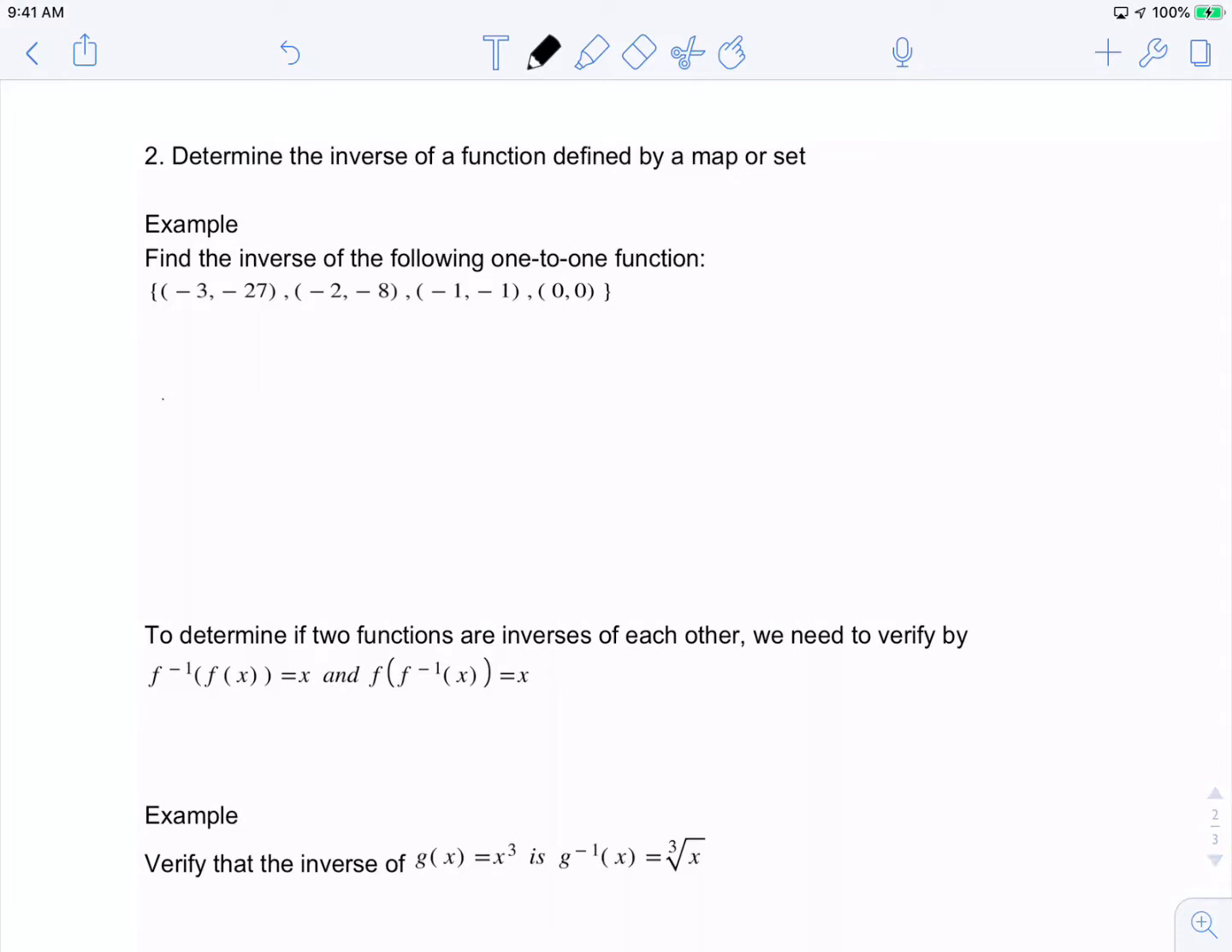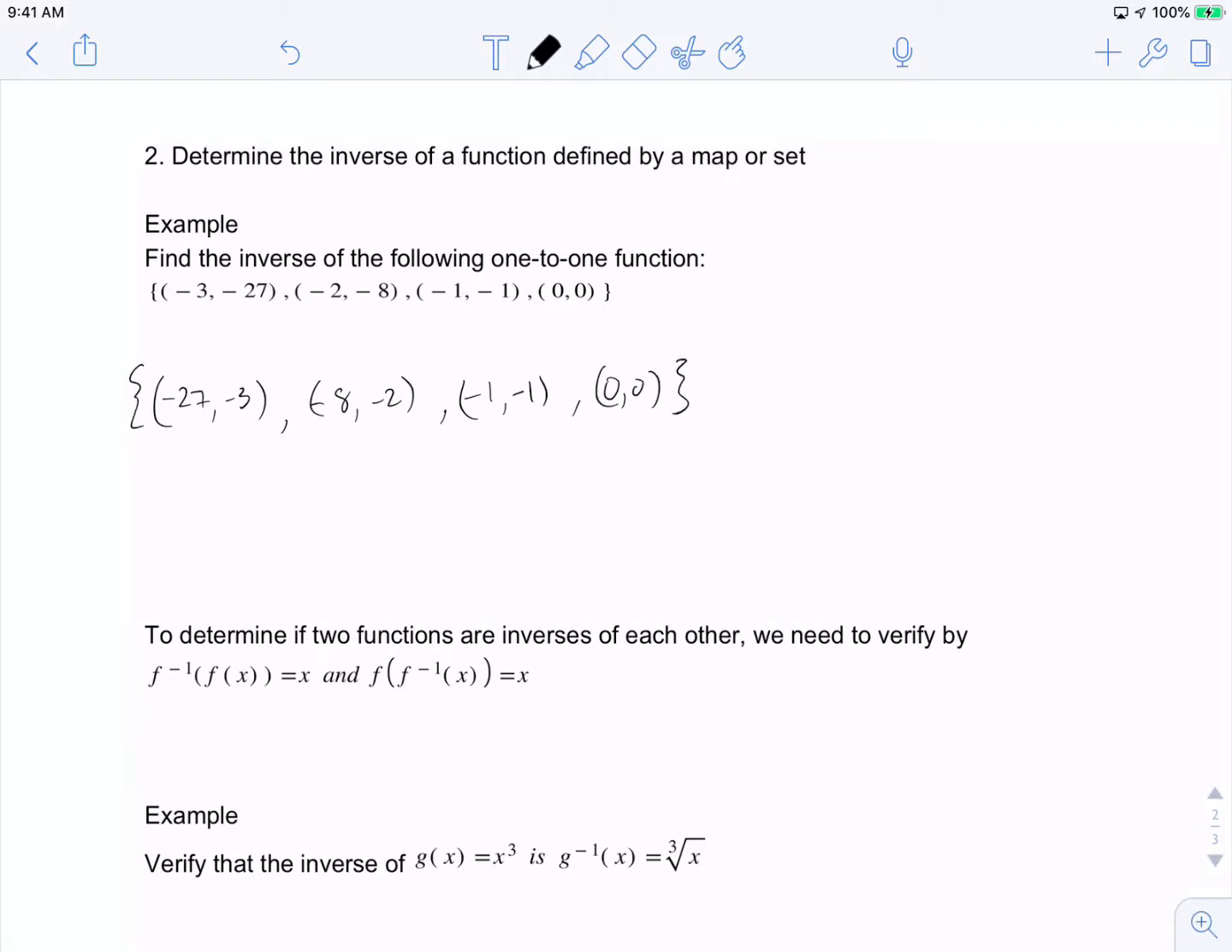So our first point would then be negative 27, negative 3. Then the next would be negative 8, negative 2. Then negative 1, negative 1. And lastly 0 and 0.